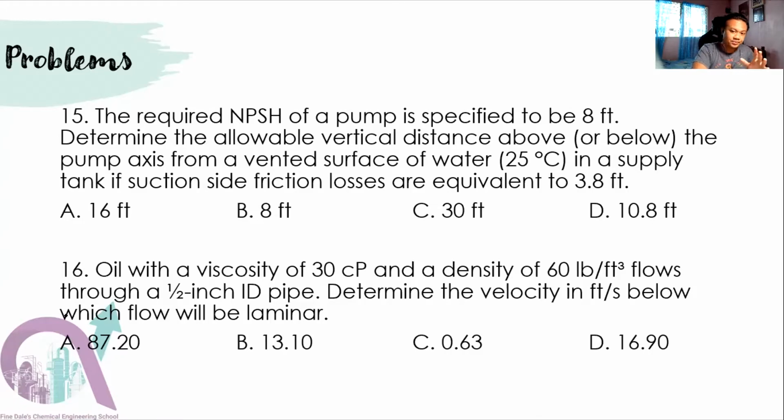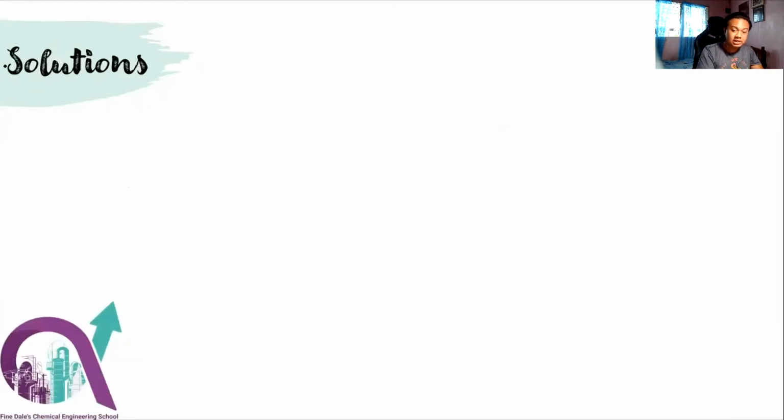Allowable vertical distance above or below. So we have to determine that, and then we are given the temperature and then the F, sigma F. Okay? So let's go to the solution. The NPSHR, the required net positive suction head, NPSHR is 8 feet.